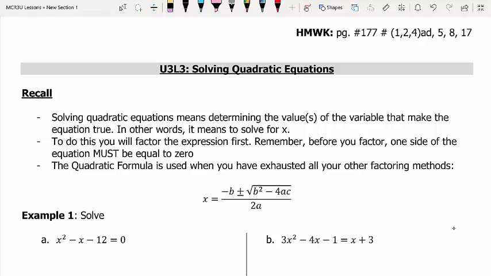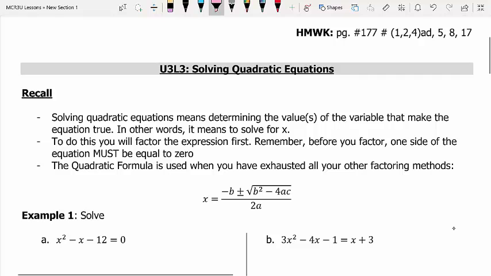Unit 3, Lesson 3, Solving Quadratic Equations. So to solve a quadratic equation means to figure out what the value of x is. And we do that by factoring. So we've learned and reviewed a bunch of different factoring methods. And when all of those factoring methods don't work, you revert to the quadratic formula.